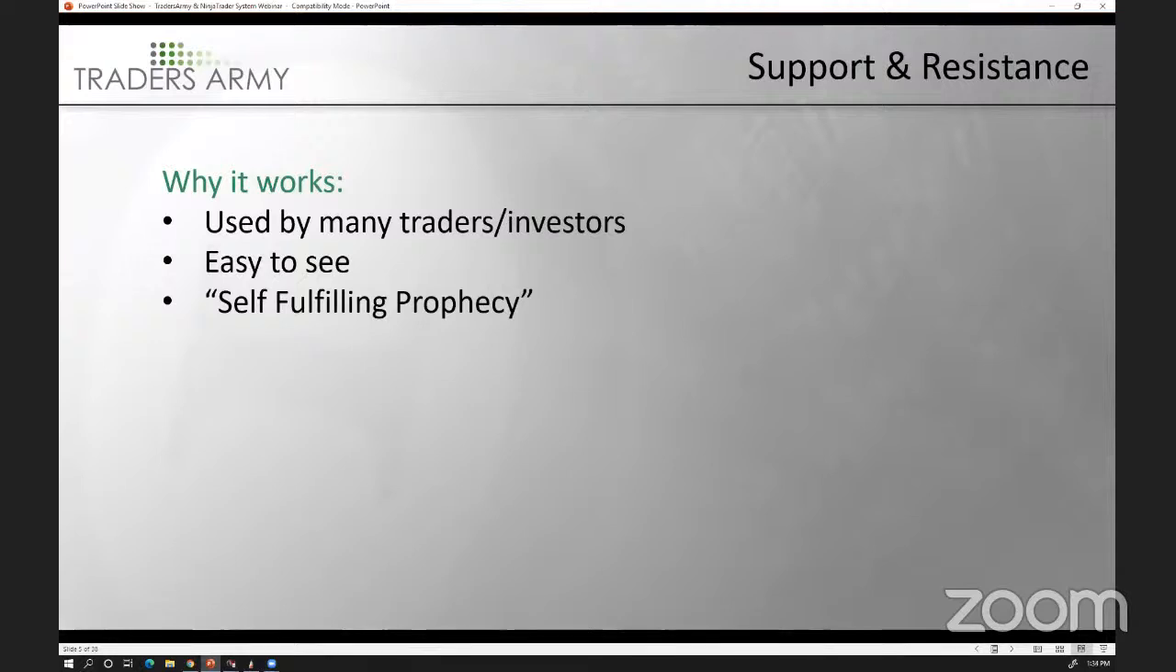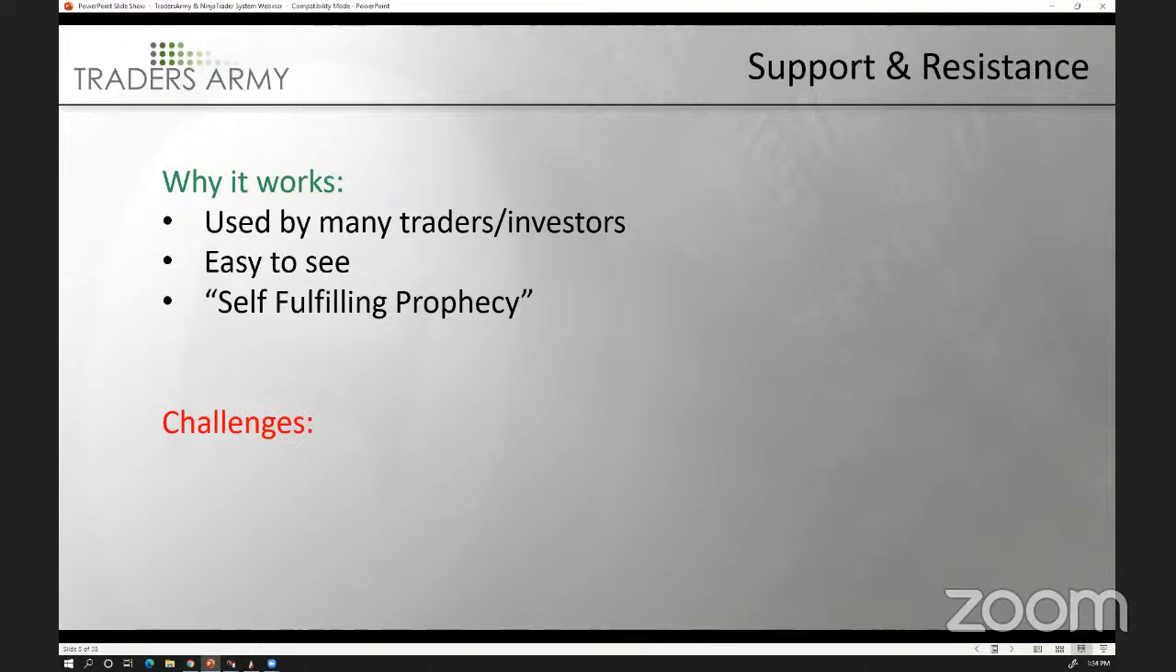So why does support and resistance, in terms of a strategy, why does it work? Well, it's used by millions of traders and investors around the world. I'd say probably 80+% of all the books written on trading follow this particular methodology. So there's a herd mentality when it comes to why this works. It's easy to spot. And oftentimes it can become a very self-fulfilling prophecy when millions of traders and investors are using it.